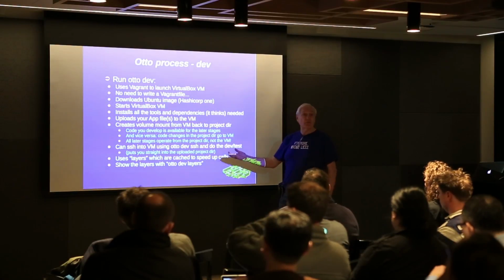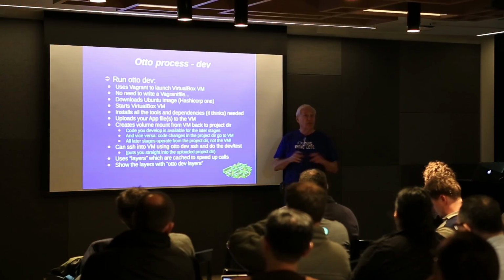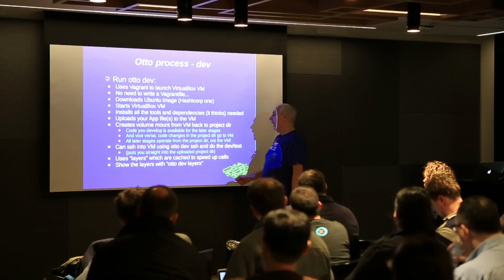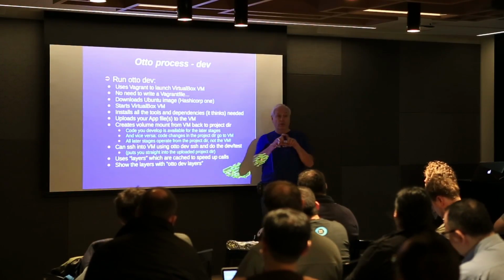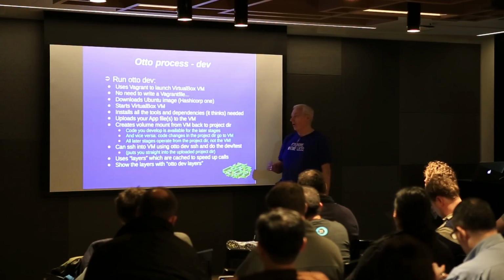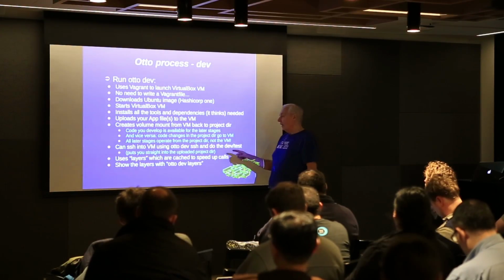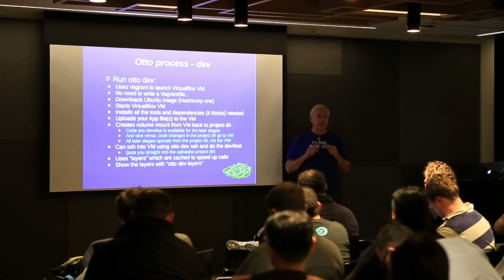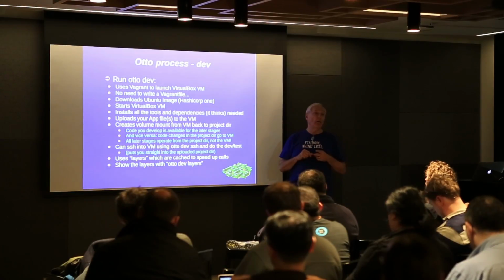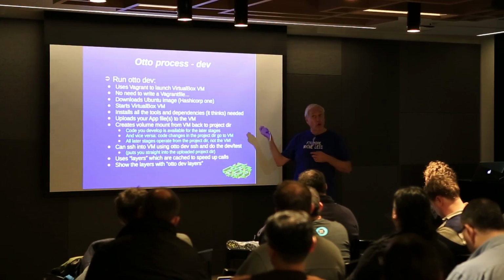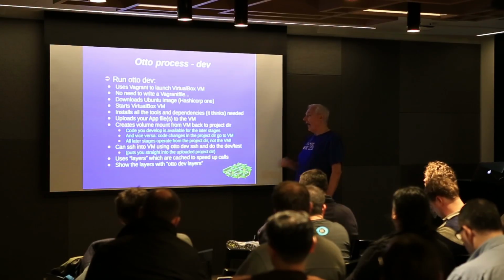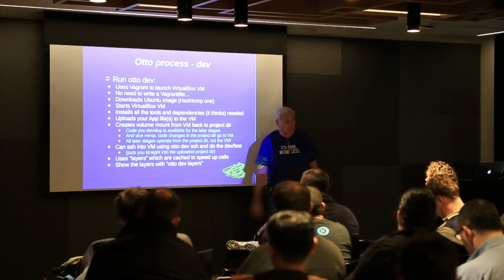You can SSH into it, of course. You don't do Vagrant SSH, you do Otto dev SSH, which is just a wrapper around that. And it puts you straight into the directory where your project directory is mounted back on the volume. It uses layers to speed things up, so it caches things like the VM, the image, the HashiCorp image used to launch the VirtualBox VM, and you can show the layers with a command to do that.